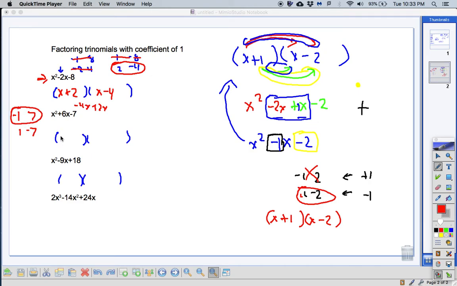So we're going to plug those in, x minus 1 and x plus 7. And we're done. There's the answer.